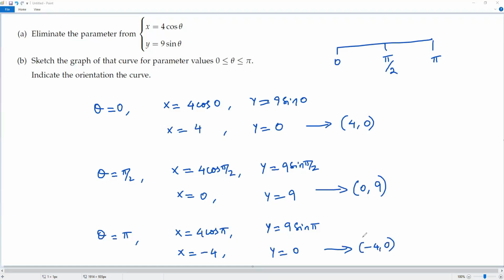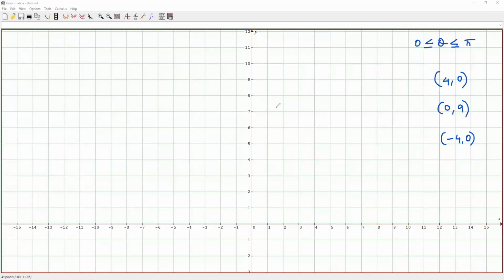So we get 3 points in terms of Cartesian coordinates. When theta is equal to 0, we get 4, 0. When theta is equal to pi over 2, we get 0, 9. When theta is equal to pi, we get -4, 0. Okay, we have to plot these 3 points 4, 0, 0, 9 and -4, 0 on an xy plane and connect all the 3 points by a freehand curve.